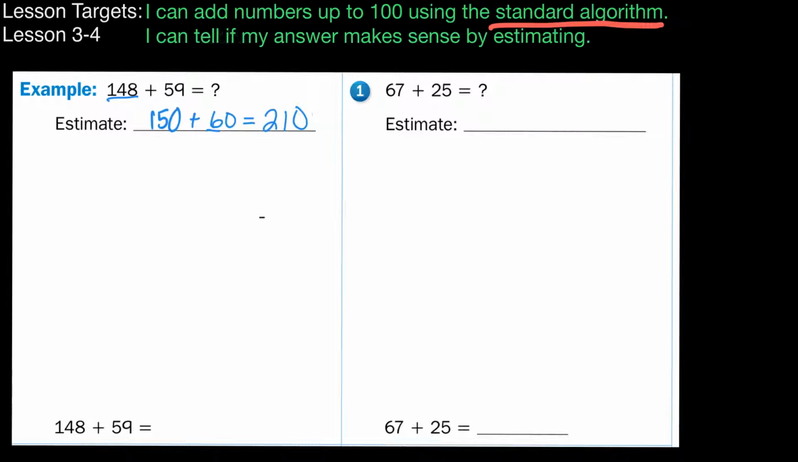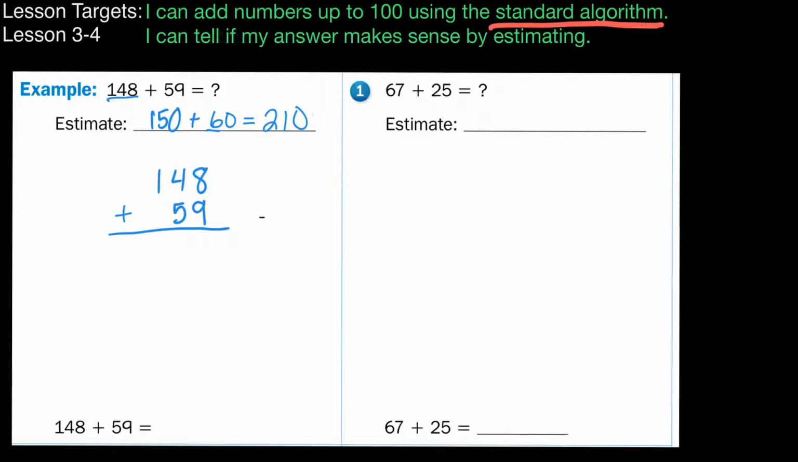So just like we did yesterday, the first thing that we're going to do is stack it. So we're going to write 148, and we're going to stack it nice and neatly. We're going to make sure the 1s are in the 1s and the 10s are in the 10s. So 59 has 5 10s and 9 1s. So I've got that stacked, and this is how we need to get set up correctly.